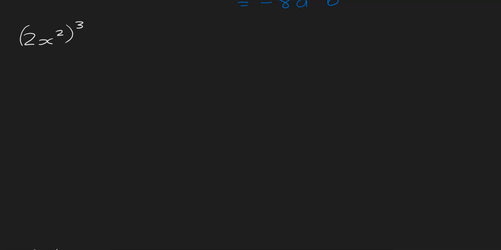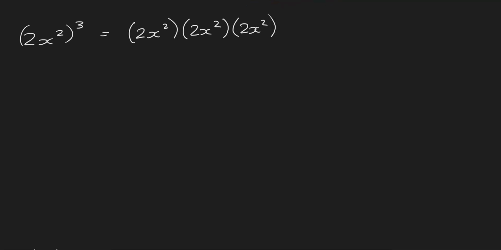And one last one I want to cover is multiplying with power of powers. So let's say we had 2x squared, all to the power of 3. Just a simple one. Well, we can rewrite this as 2x squared multiplied by 2x squared multiplied by 2x squared. Just get rid of that top part there.